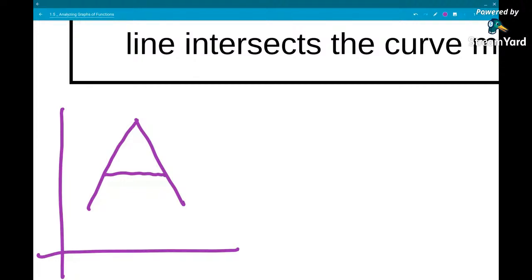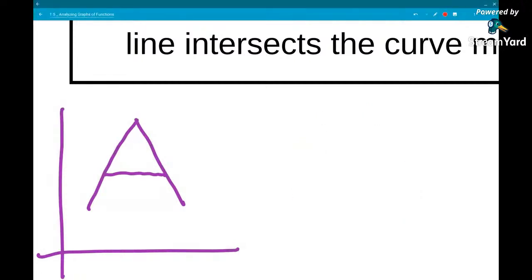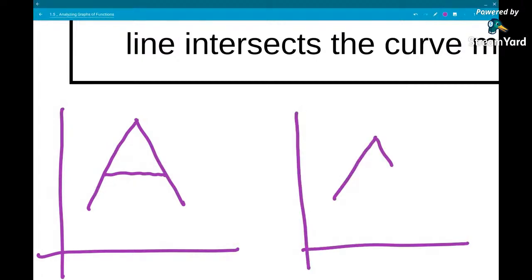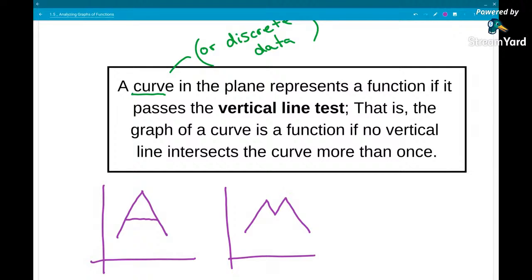But I believe the letter M, if you draw it like this, passes the vertical line test. No matter how you draw a vertical line, boom, boom, boom, no matter where you draw one, you're only going to get one intersection. All right, so M, the graph of the letter M, if drawn like this, is a function. Represents a function. Cool. Onwards.